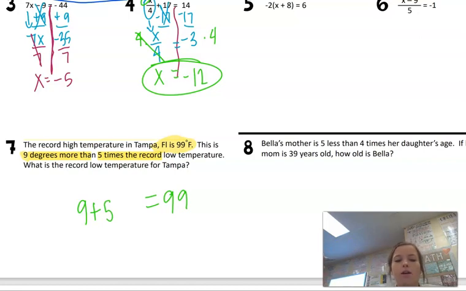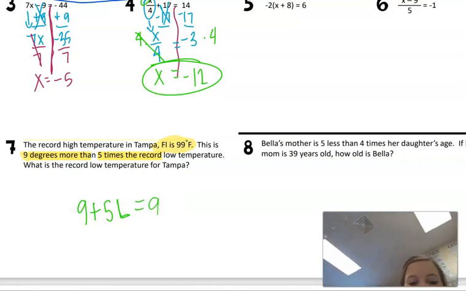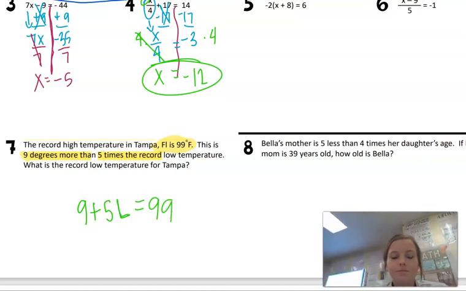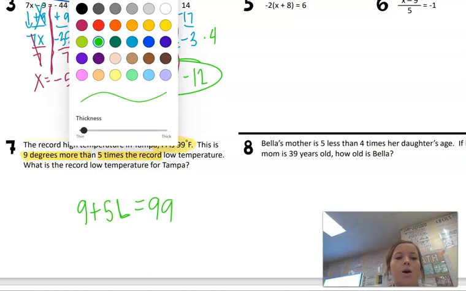Do we know what the record low temperature is? No, so we're going to use a variable. We can use L for the low. So we have 9 degrees more than 5 times the low is going to give us the record high of 99. So we have our equation, 9 plus 5L equals 99. Now we have to solve the equation to find what the record low temperature for Tampa was.